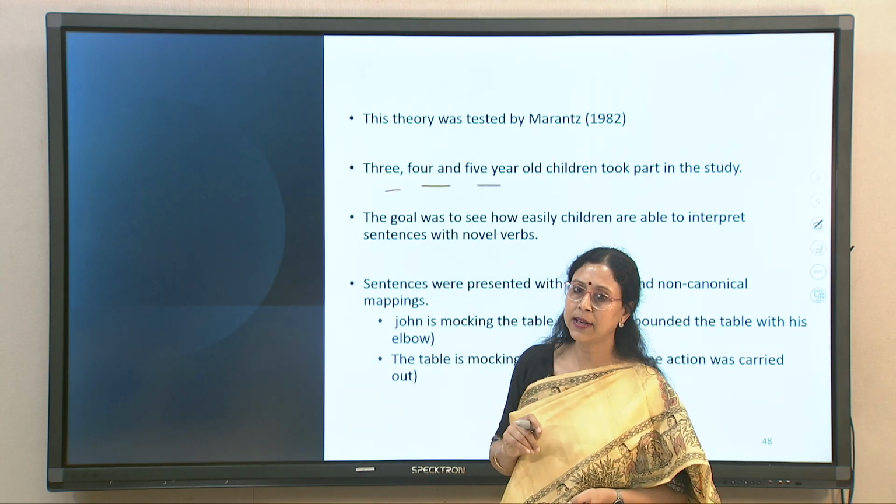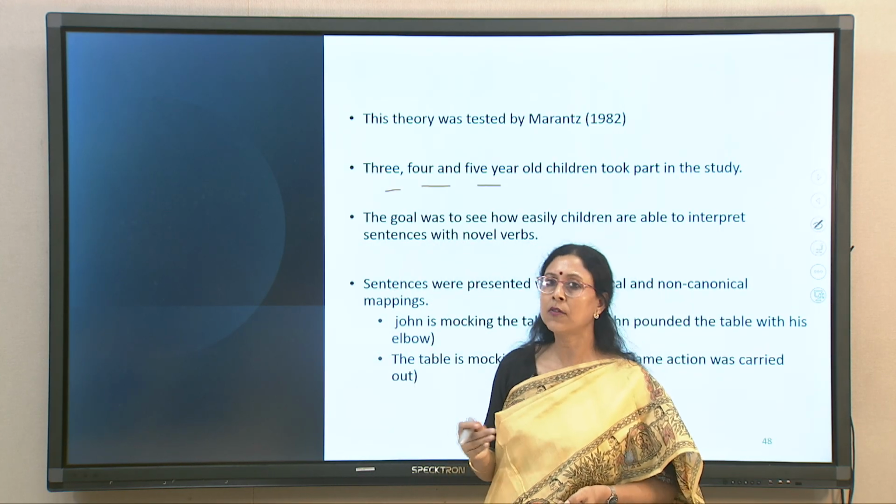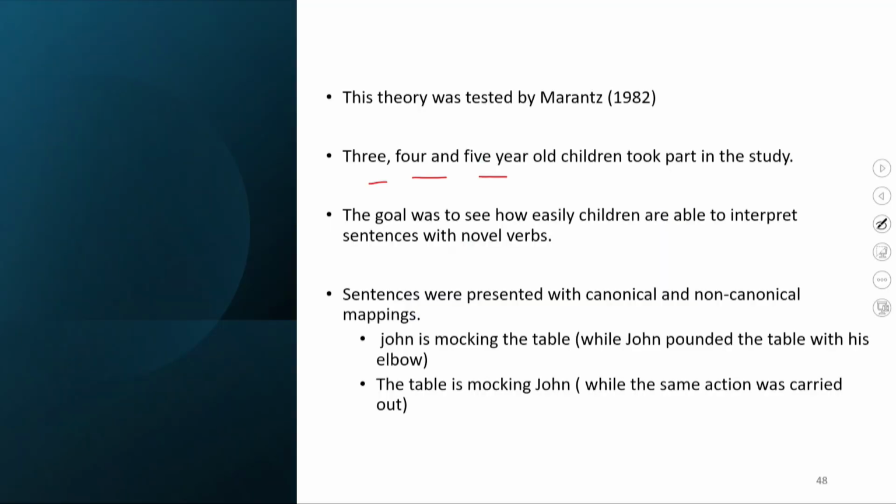Now, the sentences were created with either canonical or non-canonical mapping. So, "John is mocking the table" is the sentence given to them, while John pounded the table with his elbow. There is an action happening right in front of them. There is a person called John, there is a table, and the action happening is the pounding of the table with his elbow. Children are listening to this sentence, "John is mocking the table." In this case, mock does not have the actual meaning of the word. For the children, this is a novel word, and it means hitting the table with one's elbow.